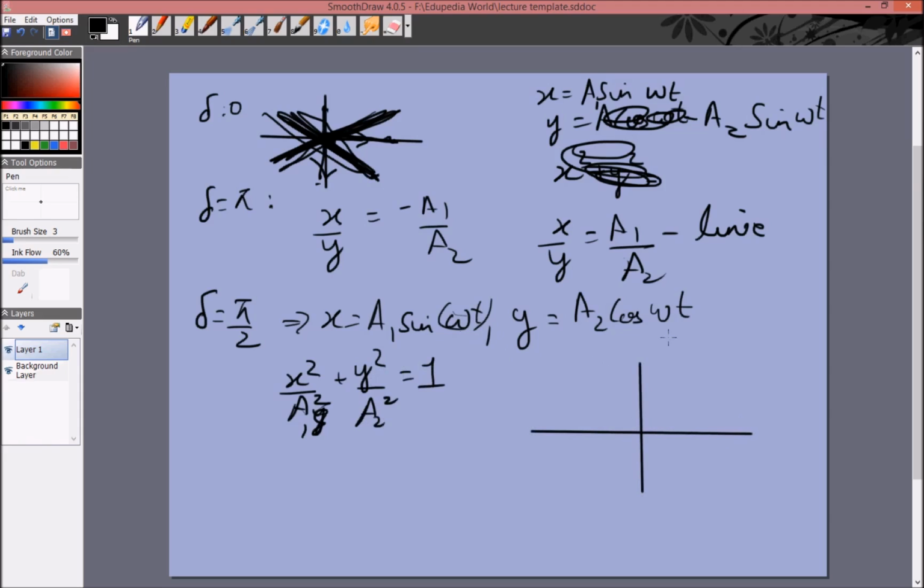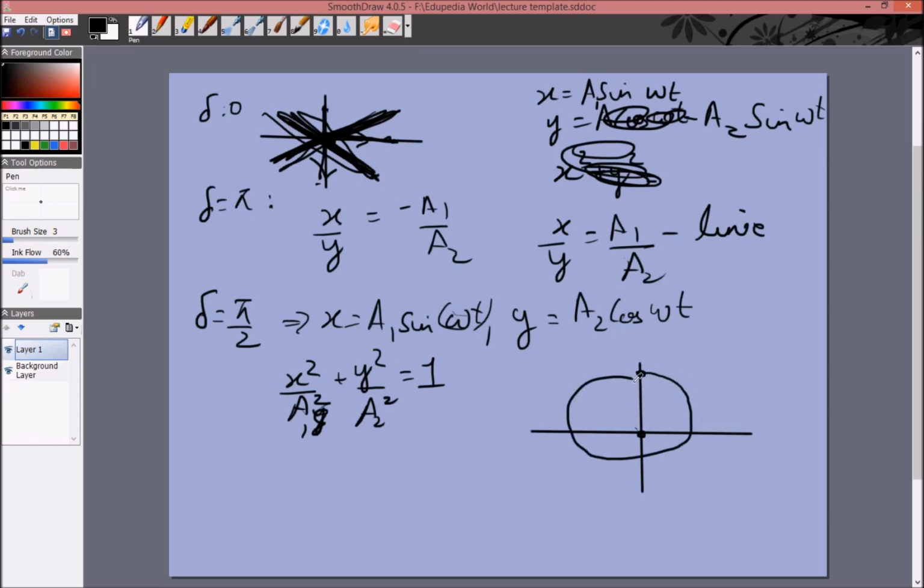And we can see that from this as well. Initially, if there's a phase difference of pi by 2, initially x is equal to a1 sin omega t, that is x is 0. But y is equal to a2 cos omega t, that means y is here. So initially the object is here. As x starts increasing, y starts decreasing. So it moves like this in an ellipse.